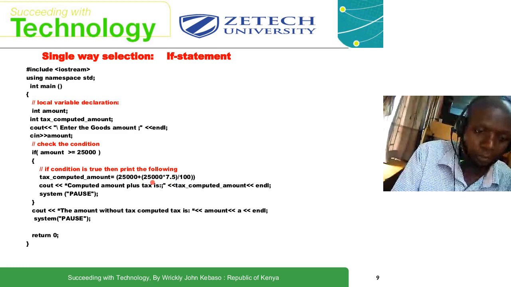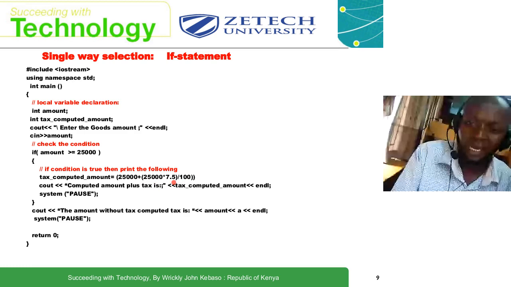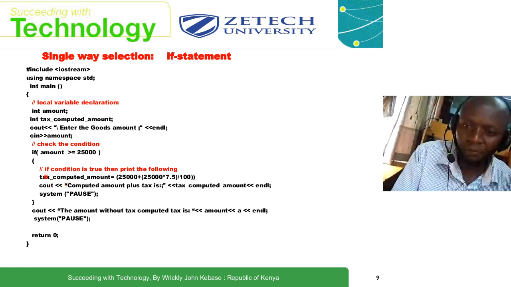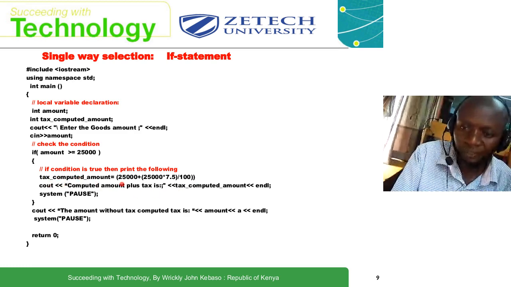Remember, we are dividing by 100 because we want to say 100 is equal to the entire value. So what about 7.5, so that we can now get the value. Then after getting the value, we are going to display that amount. So we say cout, computed amount plus tax is, so definitely it will be this variable here which we have assigned. So we simply say, using the insertion operator, we put the insertion operator after the statement.